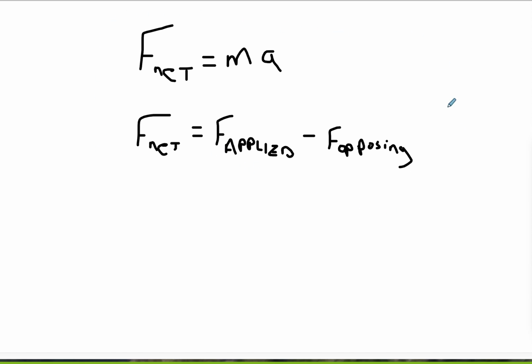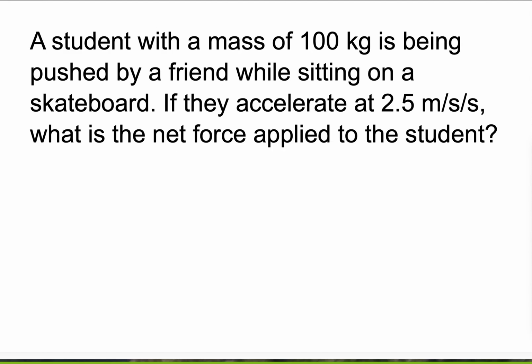So make sure that you have these two equations written somewhere. And I would have the units too. So now let's do a problem with these. What would this look like?